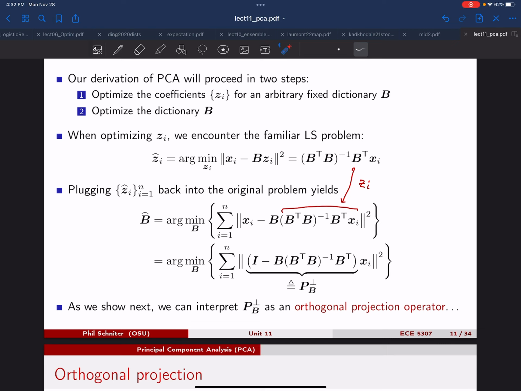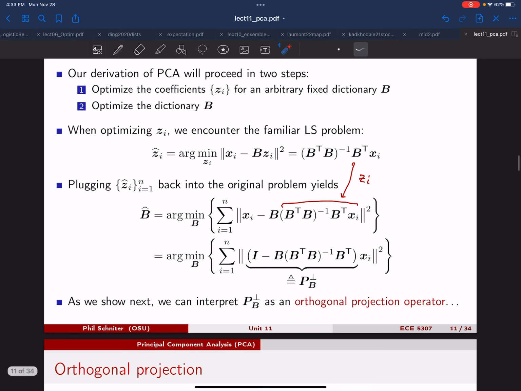So some of you may have seen matrices that look like this before. This is known as a projection matrix. And we can also rewrite this by putting an identity here, because identity times x_i is this x_i. And then this is another projection matrix. This is actually known as the orthogonal projection matrix or projection operator. And let's talk a little bit about that on the next page.